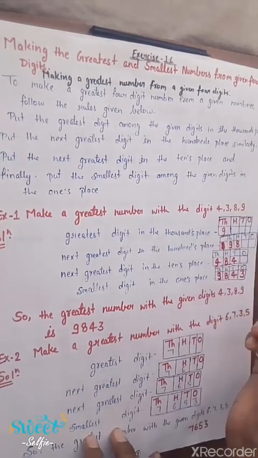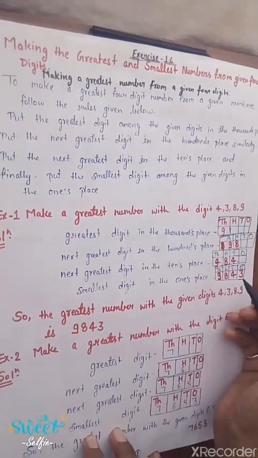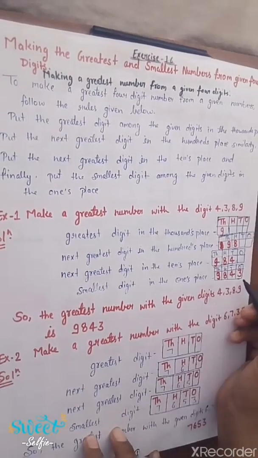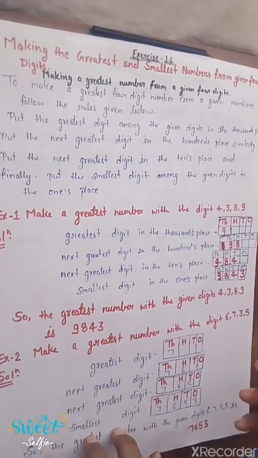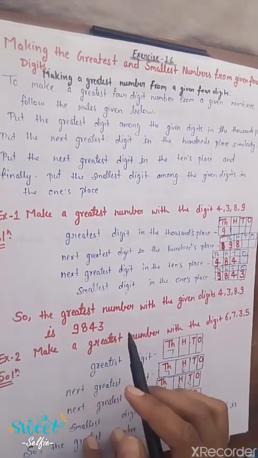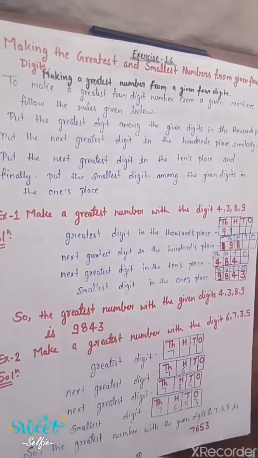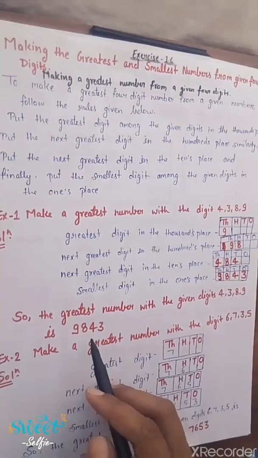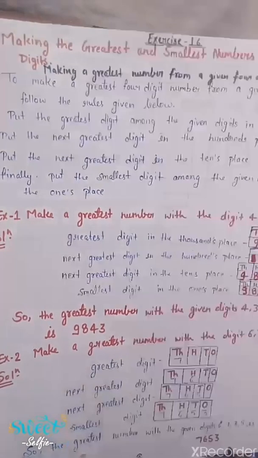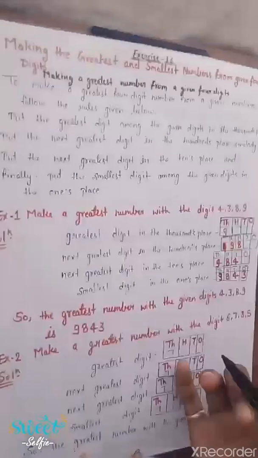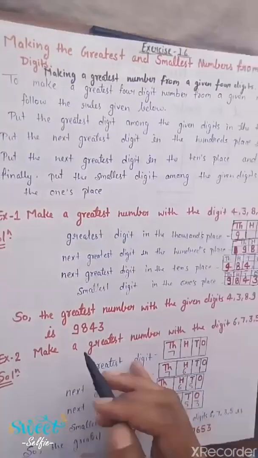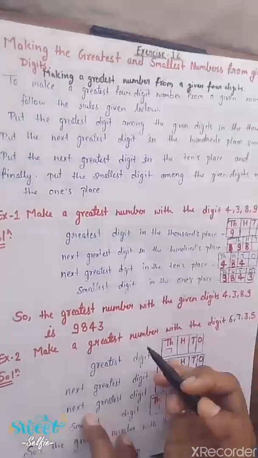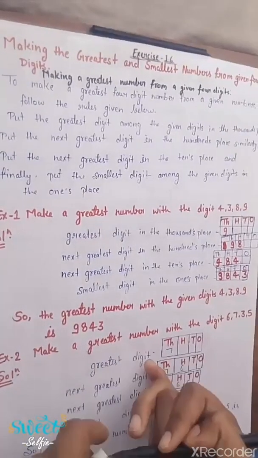Yes, absolutely, 3. So we have to write 3 at the ones place. Now we can see here this is a number, and this is the greatest number. So the greatest number with the given digits 4389 is 9843. Okay, the greatest number with the given digits 4389 is 9843. It means 9843.